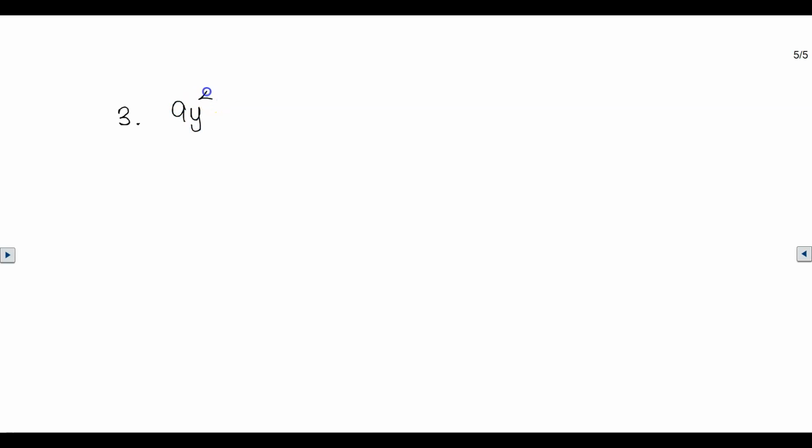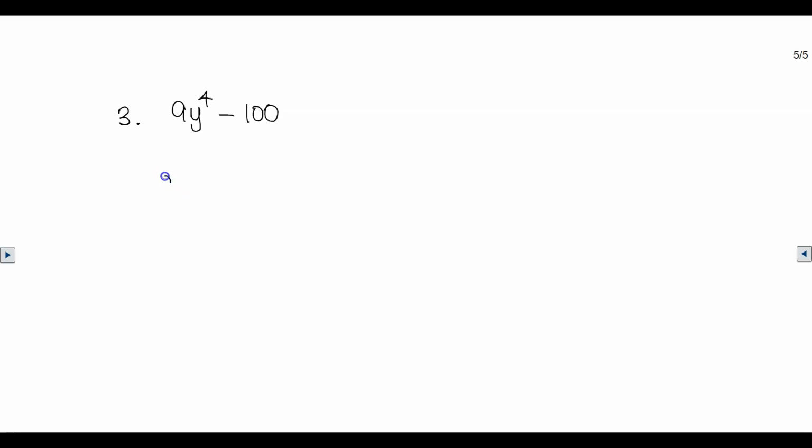All right, let's try 9y to the 4th power minus 100. All right, let's go through the list. Is it a binomial? Yes, 2 terms. Does it have subtraction? Yes.